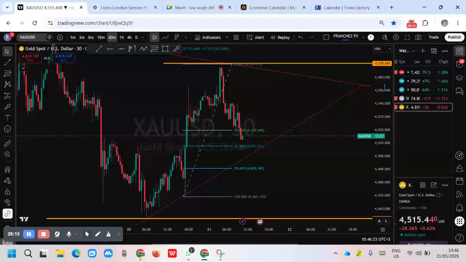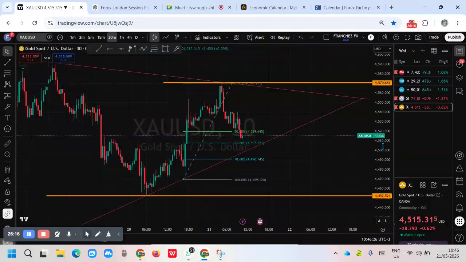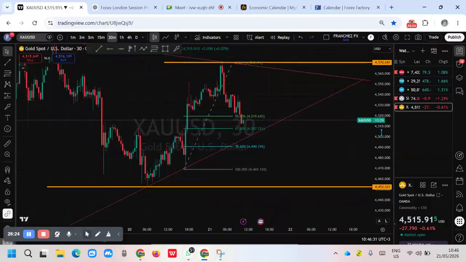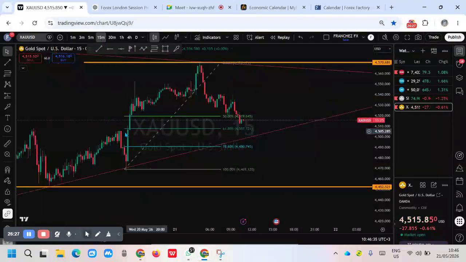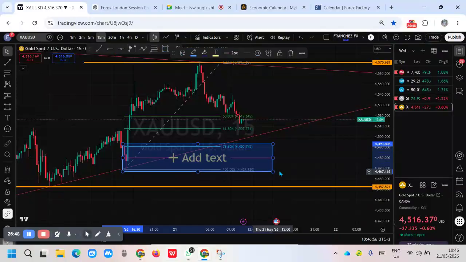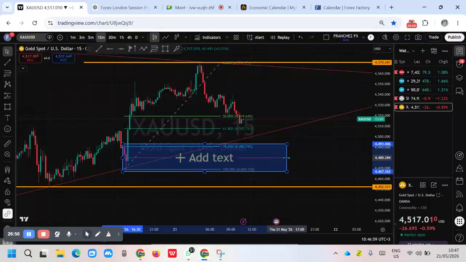So at the 78%, you can see where the 78% is. It's around this area. So you can just wait for the market to come to this area and then buy from there. But these buys will not be long-term buys. You can scalp from these 78%. So if you get a buy from that area, you can target a 1:2.